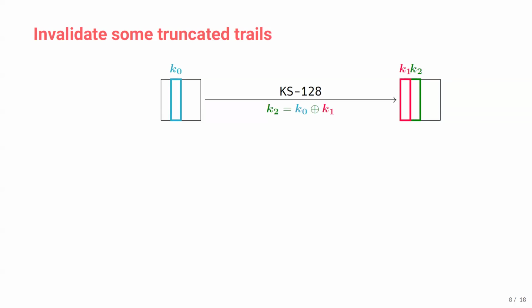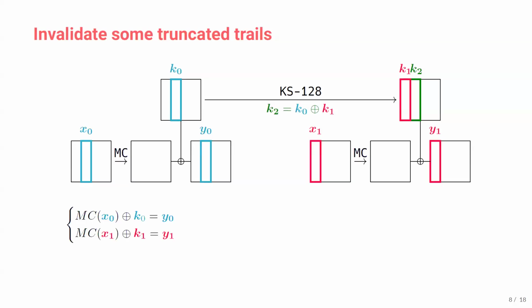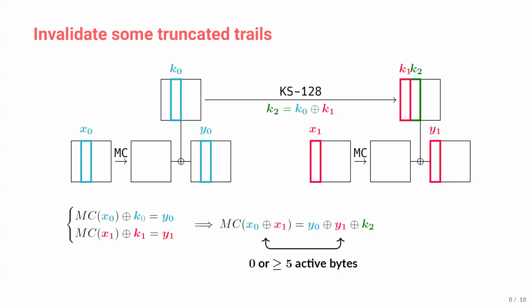Also, I'm going to explain another type of inconsistency by taking a small example. Here, by definition of the key schedule, the column K2 is the sum of the column K0 and the column K1. And if you consider those equations involving K0, K1, MixColumns, and AddRoundKey, and you add them, you obtain new equations. And this equation gives you new constraints.